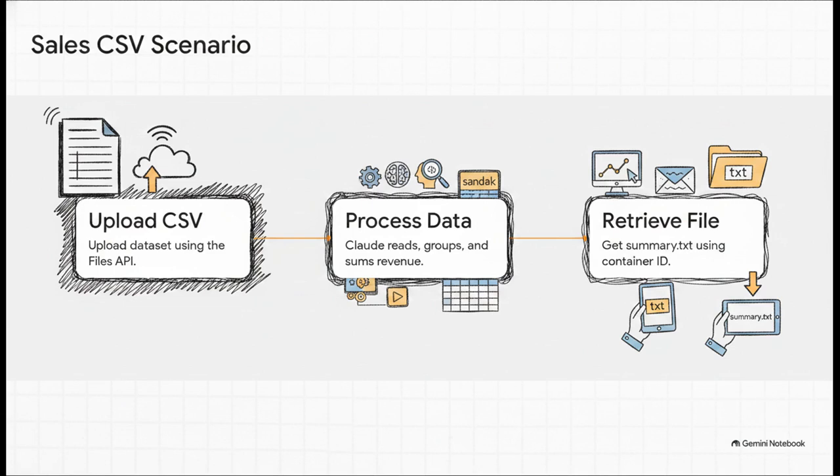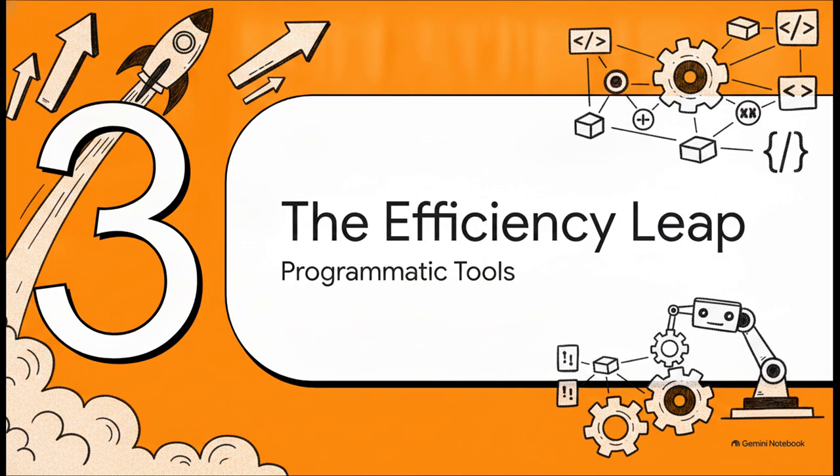Step 3, because Claude also wrote those results to a text file called summary.txt inside the container, you can retrieve that exact file in any follow-up request just by using your container ID. There are literally no manual steps, no re-uploading the massive original dataset. It's completely 100% seamless. Which brings us to Section 3, the efficiency leap, programmatic tool calling.